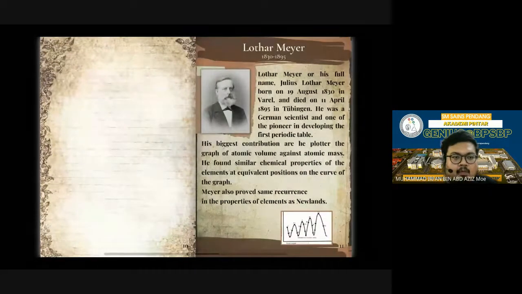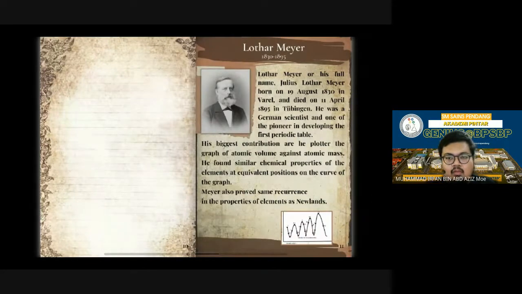The fourth scientist is Lothar Meyer. Lothar Meyer, or his full name Julius Lothar Meyer, was born on 19 August 1830 in Varel and died on 11 April 1895 in Tübingen. He was a German scientist and one of the pioneers in developing the first periodic table. His biggest contribution is that he plotted a graph of atomic volume against atomic mass. He found similar chemical properties of the elements at equivalent positions on the curve of the graph.